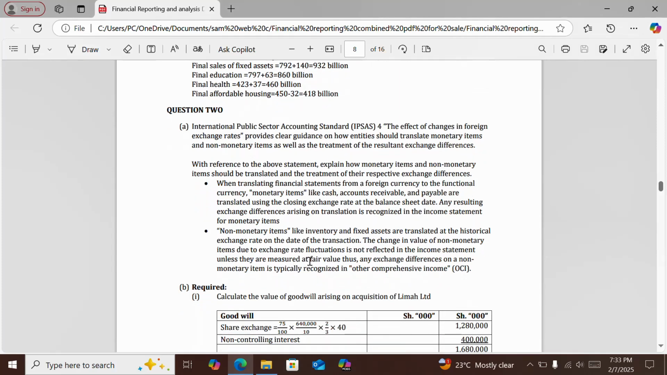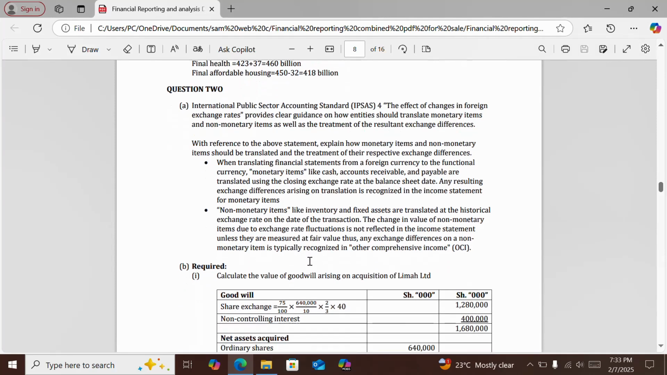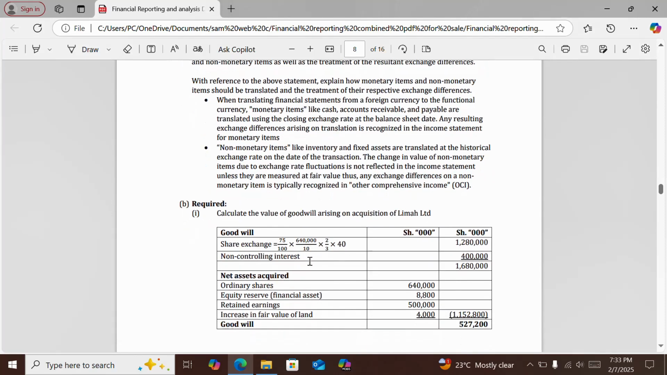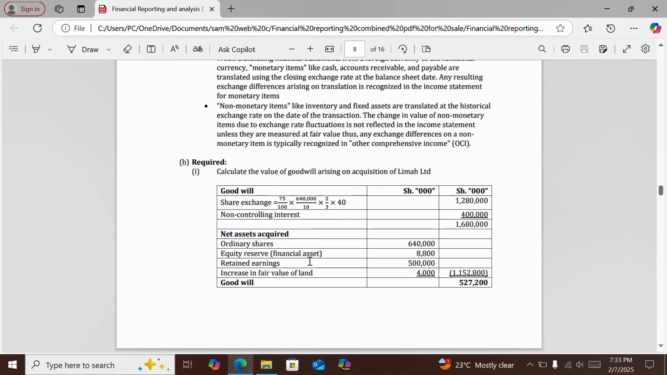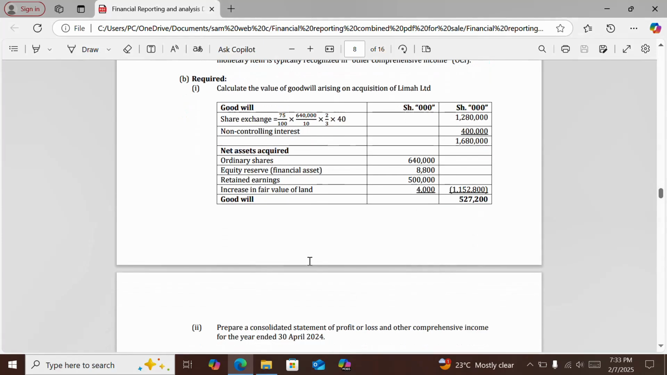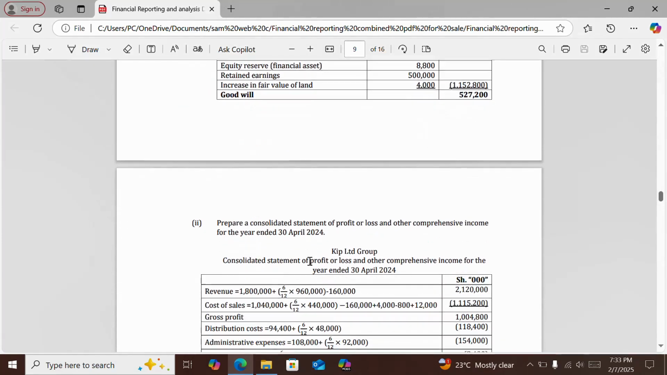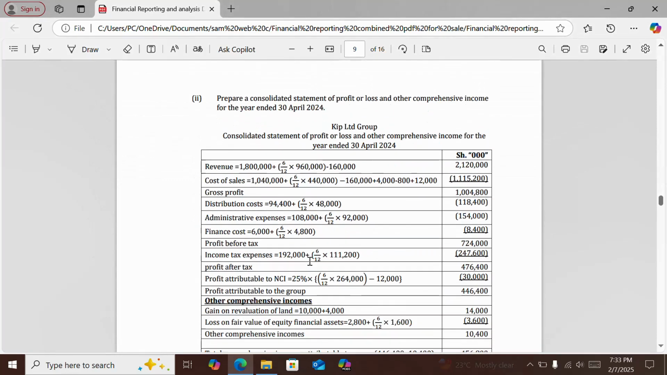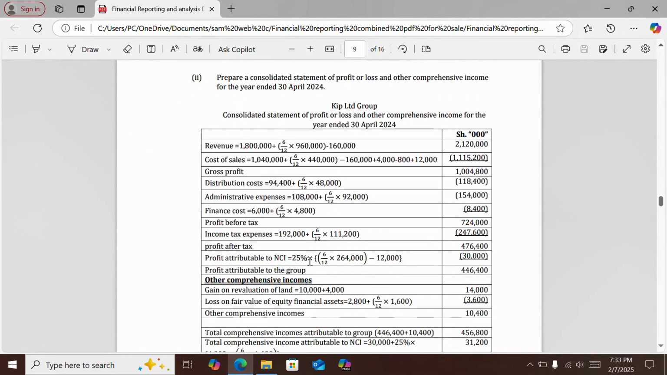How monetary items and non-monetary items are translated and the treatment of their respective exchange differences. Then part B, we have the computation of goodwill arising on acquisition of RIMA Limited. Then we go to the consolidated statement of profit or loss and other comprehensive income for the group, that is Kipu Limited Group.